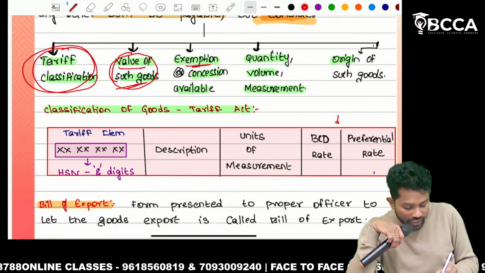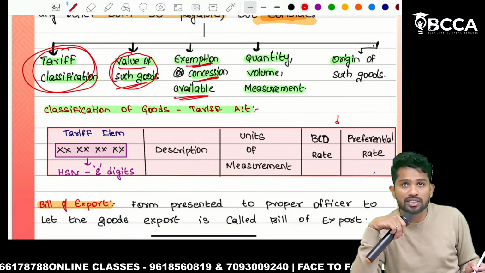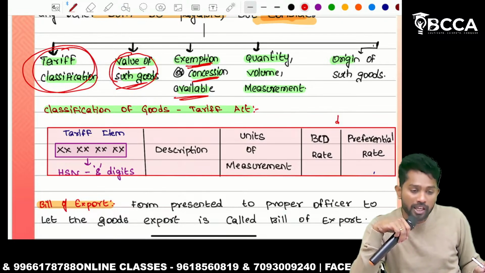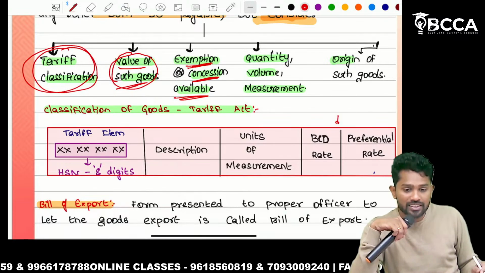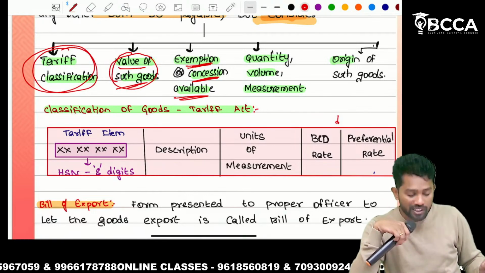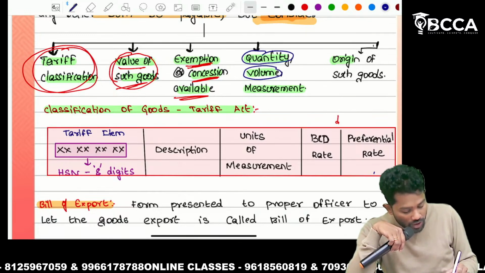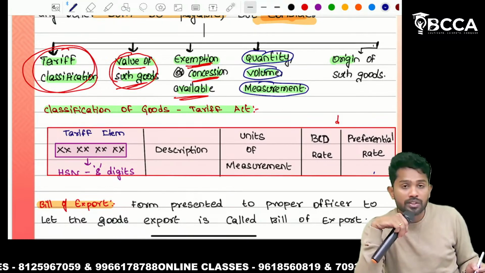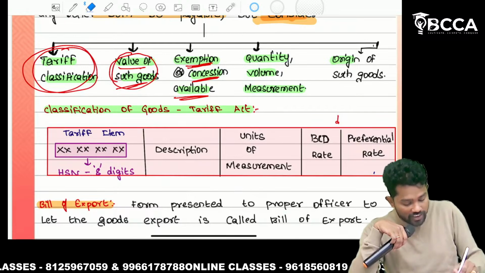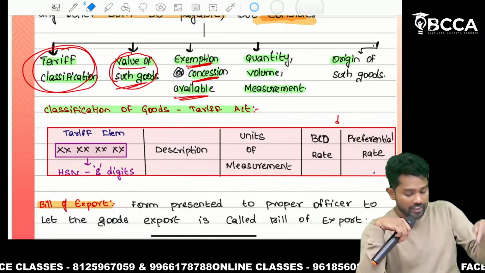Then if any exemption or concession is available for such goods, such exemption and concession also has to be given effect. By giving such exemption or concession, the value will get reduced, the taxability will also get reduced. And then you need to know about the quantity, volume, and even the measurement. Now the question is, why are quantity and volume also needed? Value is there, to levy tax. Why again is quantity needed?